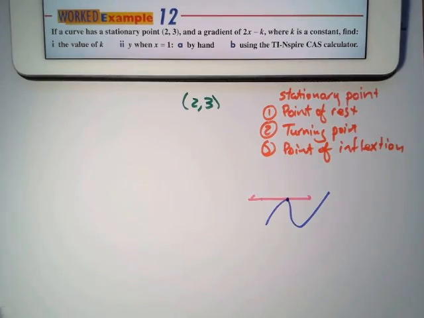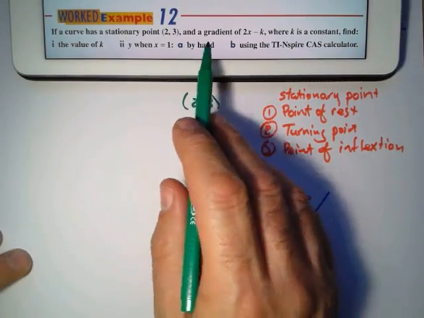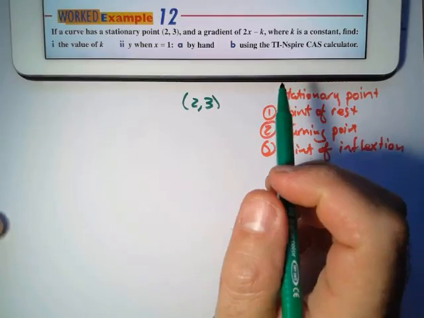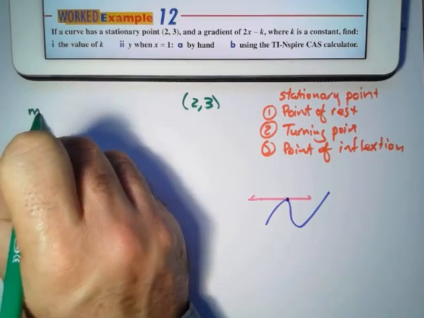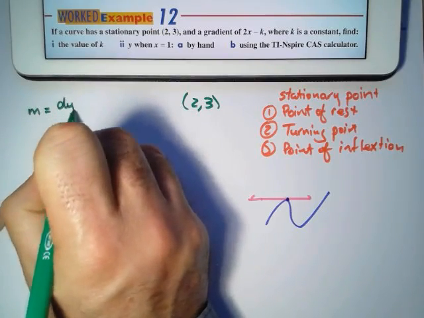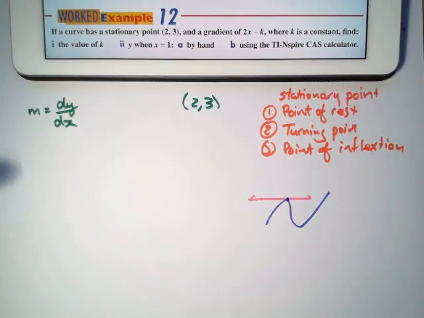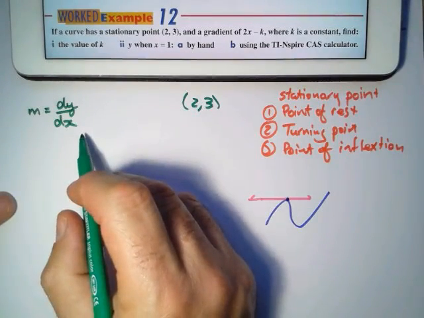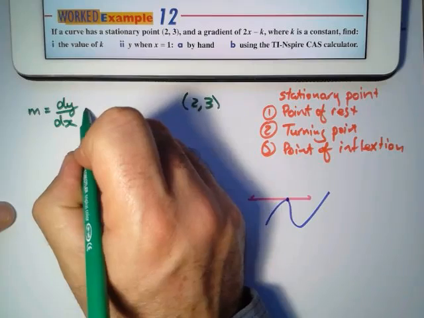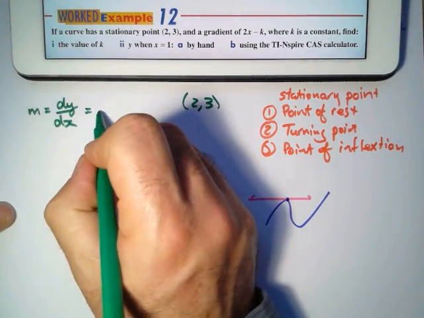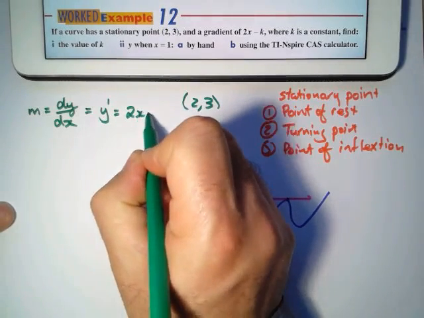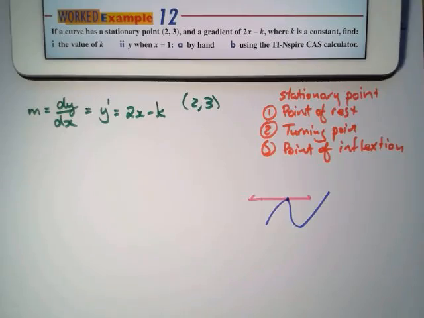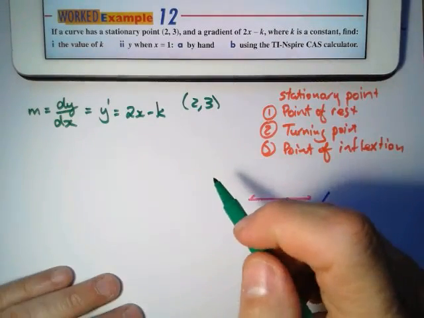Okay, so let's quickly look at what they give us. They say the gradient is 2x minus k, where k is a constant. So what is the gradient? Gradient is my change in y over my change in x. So that's the rate of change, so that's dy/dx. So we know dy/dx, or the derivative of y, equals 2x minus k. So that's the information that I got just from the question. Now we can go and do the question.